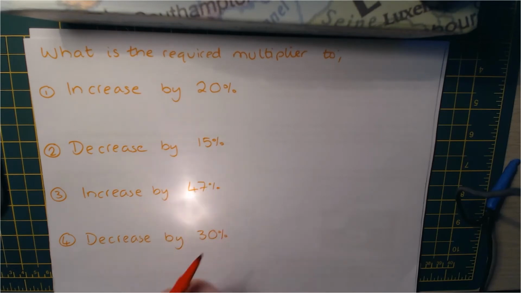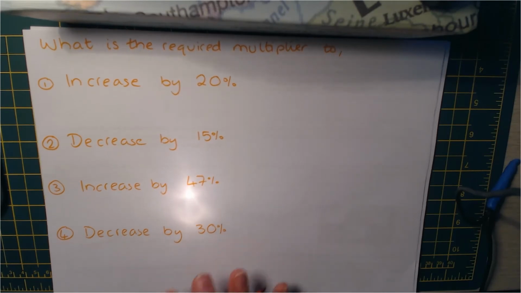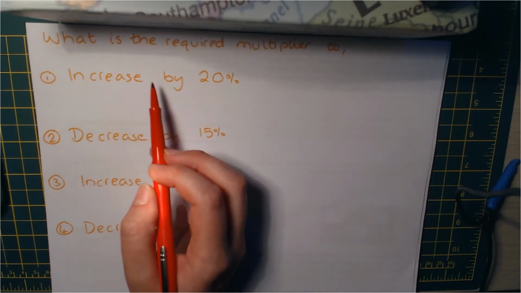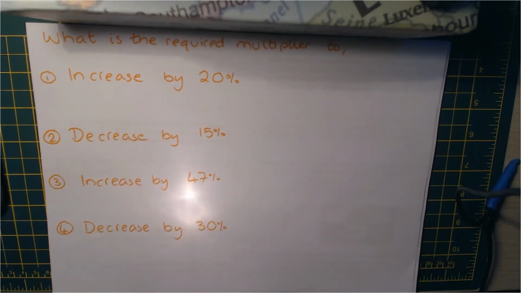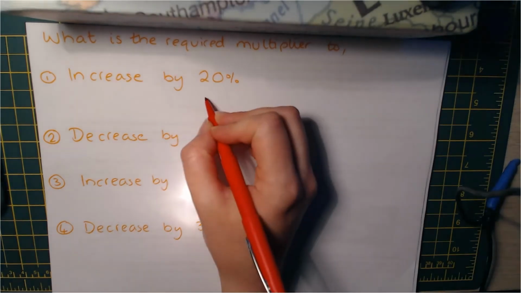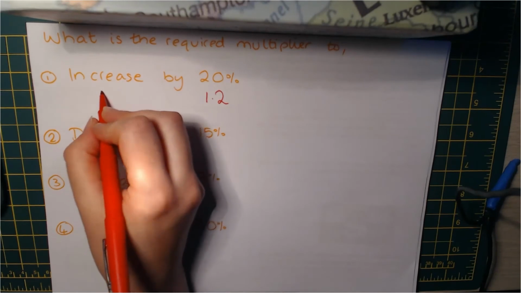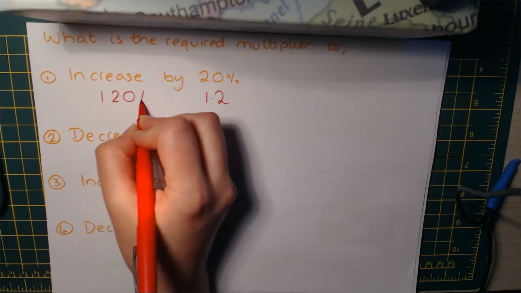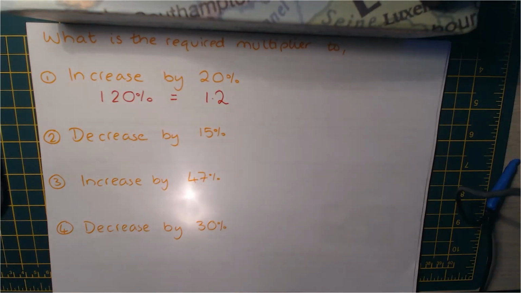Okay, so now I've got 4 different questions here, and I just want to know the multipliers. You'll notice I haven't put an amount in here. I don't want answers, I just want to know what my multiplier is. To increase by 20%, my multiplier is going to be 1.2, because we're going to need 120% since it's an increase.